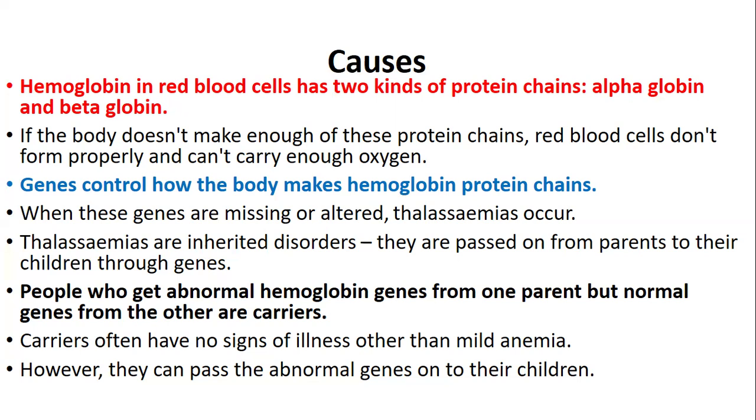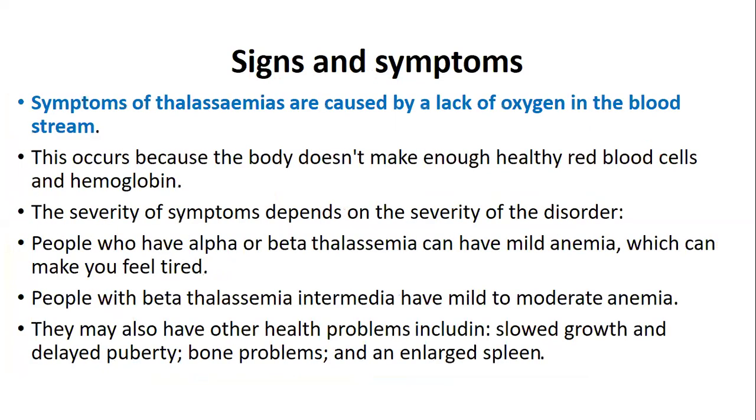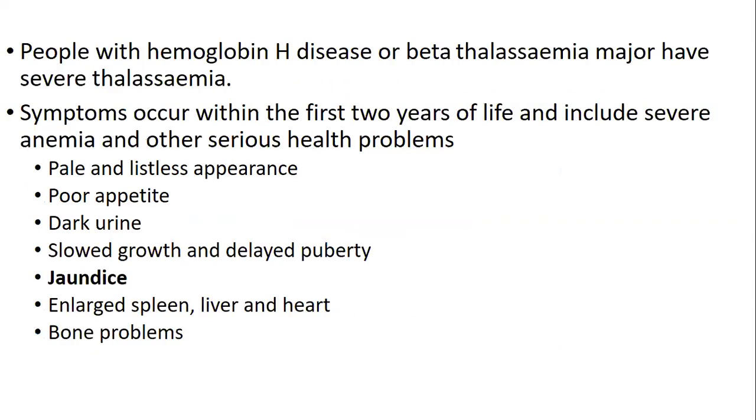Since the parents are carriers, they have just been carrying that gene, and their offspring is going to have a dominant gene, and they are going to be patients of this kind of anemia. Therefore, symptoms of thalassemia are caused by lack of oxygen in the bloodstream, which arises from the body's failure to make enough healthy red blood cells as well as the hemoglobin.